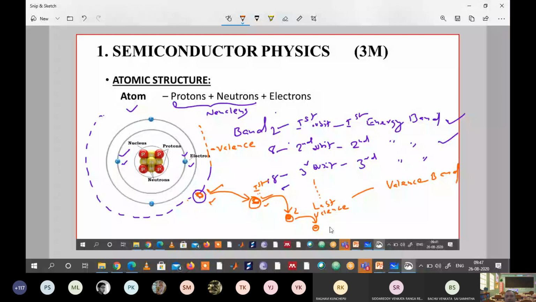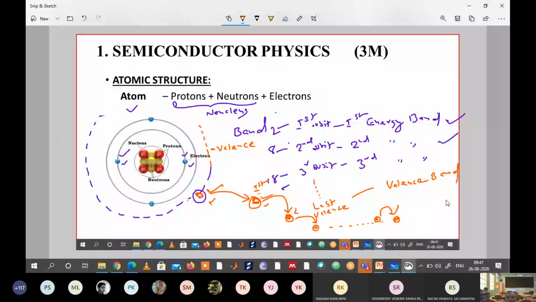Suppose it finds a hole again here. What happens? Again, suppose electron is here. Again, it will shift from this point to this point, leaving here what? A hole, and it is filled with electron here. So this is the process. See what is the path of electron now? What is the path of electron?